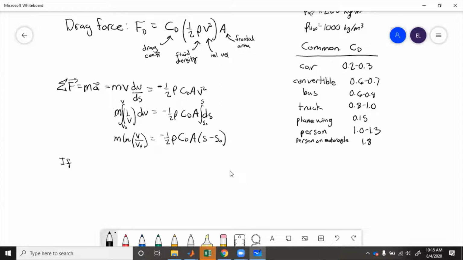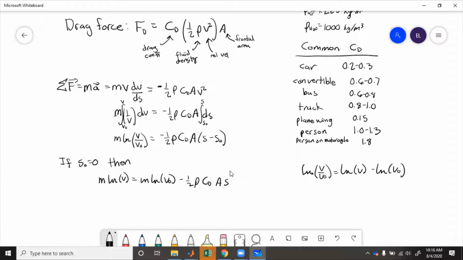So if initial position equals 0, so you start at the start, then we can say that m times natural log of v equals m times natural log of v initial minus 1/2 rho CD A times S. Okay, so remember that this is just from our natural log days. ln of v over v initial equals ln of v minus ln of v initial. That's just a thing to remember.